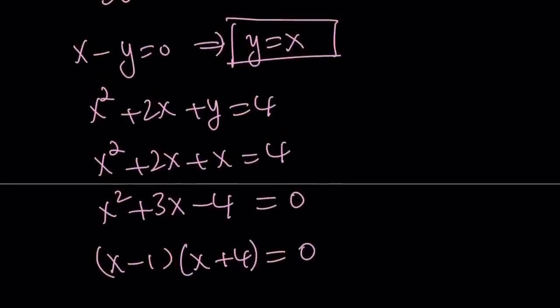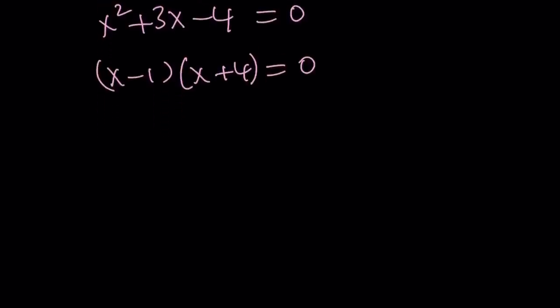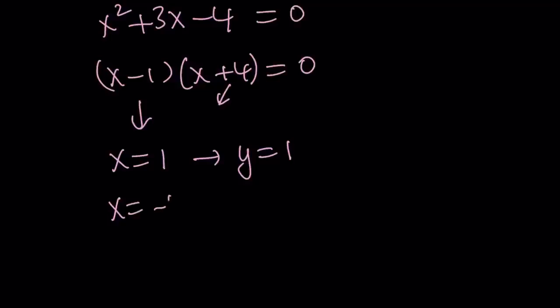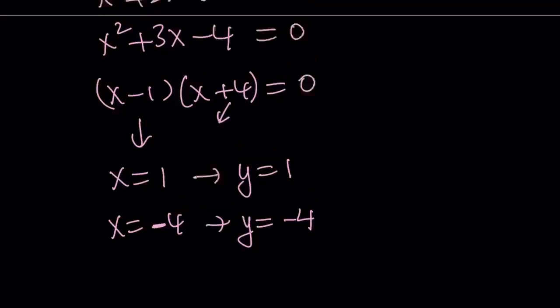But our initial assumption was that y equals x, so if we find the x values, we found the y values. From here, x minus 1 equals 0 gives us x equals 1, and that gives us y equals 1 because y and x are equal. Remember that? From the second factor, we get x equals negative 4, but since y and x are equal, y is also negative 4. Awesome. So for the particular values of x, we got this. And now let's go ahead and take a look at the second case.